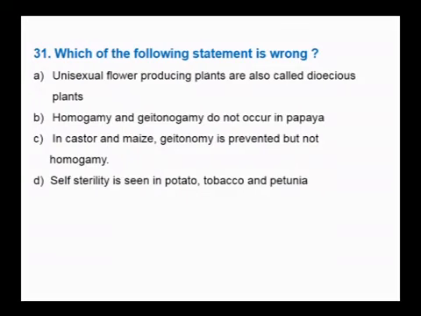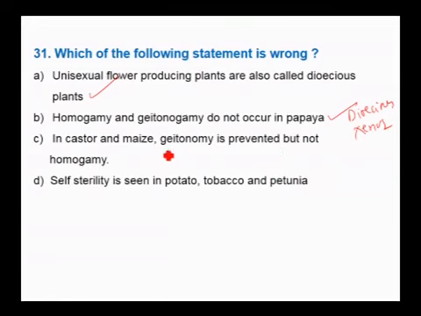Next question: which of the following statements is wrong? Unisexual flower producing plants are also called dioecious plants. It is a correct statement. Homogamy and geitonogamy do not occur in papaya. This is correct because the plant is dioecious. In dioecious plants only xenogamy is possible, not homogamy, or you can say not autogamy and geitonogamy. In castor and maize, geitonogamy is prevented but not homogamy. So, this is a wrong statement.